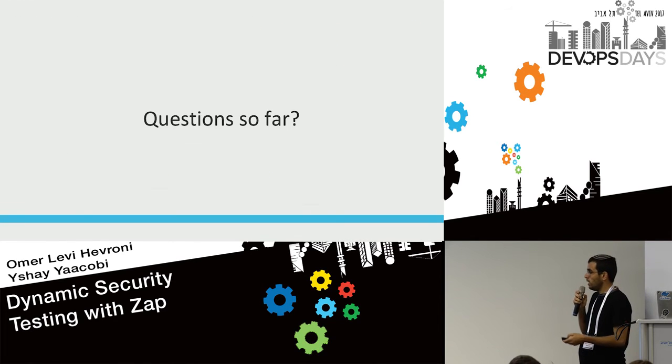So this was how we can use Zap to hack Tweek. Any questions about the hacking?